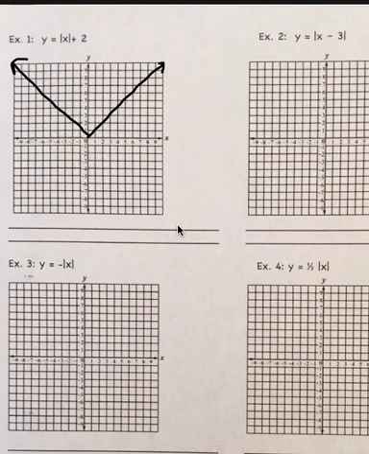Now as we look up here, this plus 2 is on the outside, so we'd say shift up 2 units. Because it's not inside the absolute value, you shift up 2, and it's going to go from there. The graph looks the same otherwise. So you shifted your vertex up 2 units.